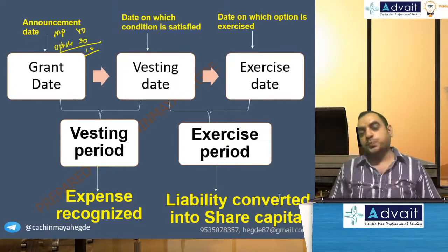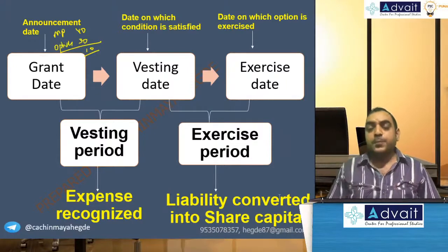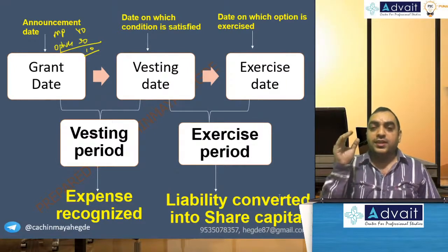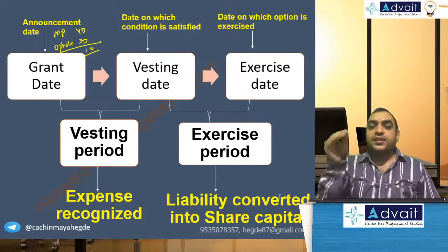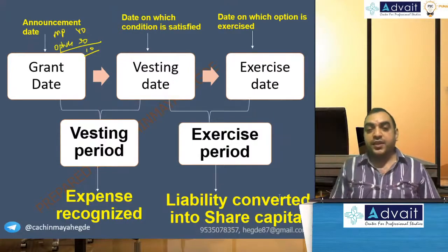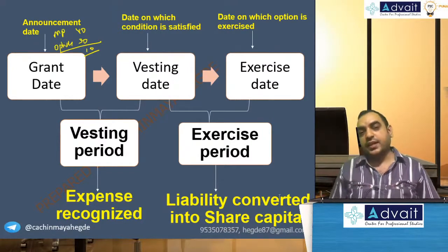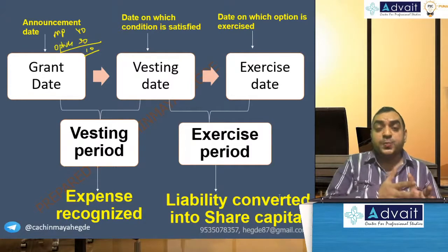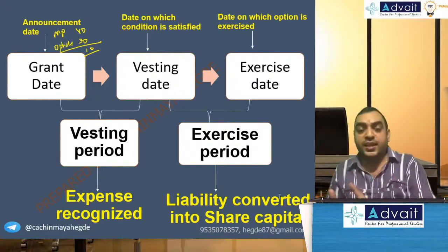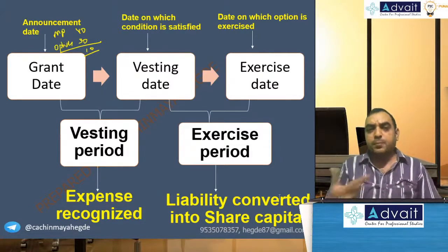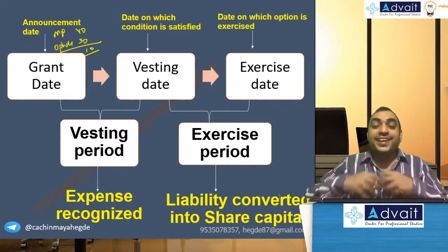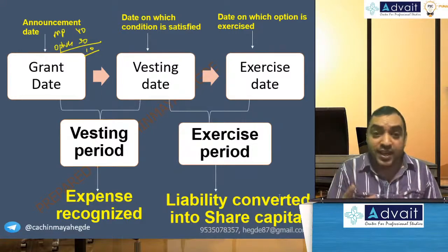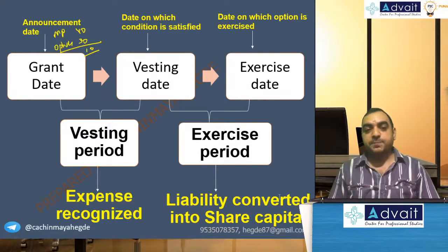Let us continue. So what I was telling, during the vesting period, the employee works, the employer gets the benefit. Therefore, during the vesting period, the expenses will be recognized. But when will the expenses be converted into share capital? Only when shares are issued to the employee and they become shareholder. So when will they become shareholder? Only when they exercise their option. When will that happen? During the exercise period.